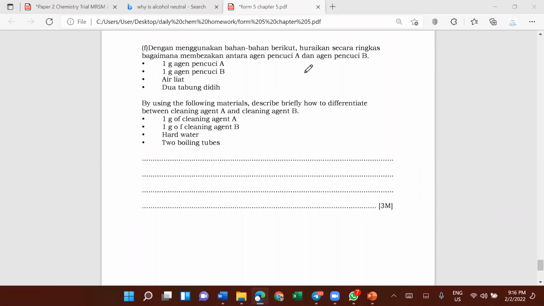If you refer to the previous question, cleaning agent A is soap, cleaning agent B is detergent. So where will you get scum? Cleaning agent A. Okay, so give me the sentence. Scum will be observed forming at the bottom of the boiling test tube with cleaning agent A. And then no precipitate will be observed or is formed? Yes, sir.